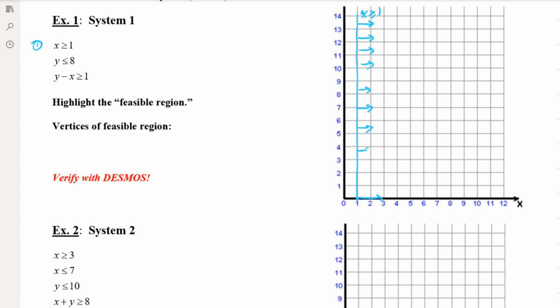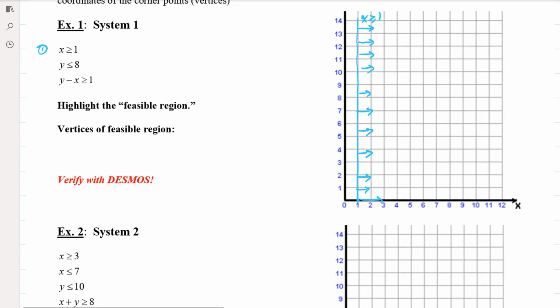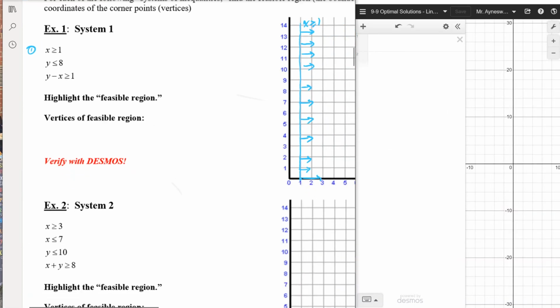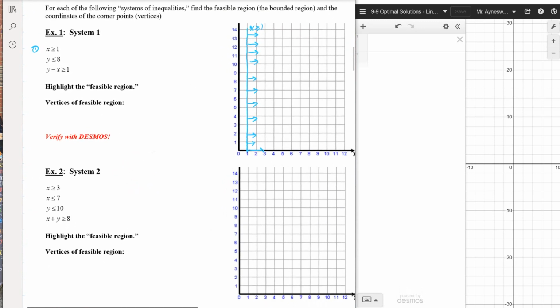Now, when we do a Desmos, they're going to show shaded regions. But we're going to use the arrow technique. So linear inequality number 1 here is that when you want to graph all points who have x coordinates greater than or equal to 1, it has to be to the right of this vertical line. Obviously to the left is values less than 1. We want all values greater than or equal to 1, so they must lie to the right. Now, as I was saying earlier, we're going to verify everything with Desmos.